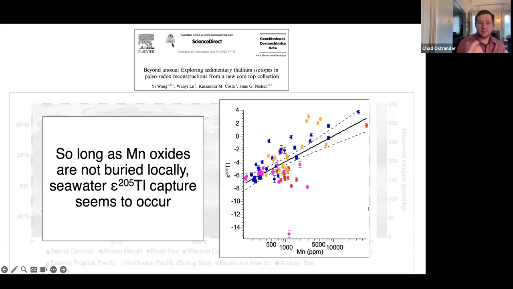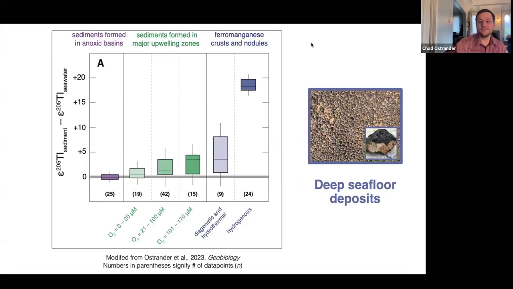And so you get really reducing conditions in sediment pore waters pretty shallowly. But in some of these settings, you can bury manganese oxides, and so those sediments will have really high manganese contents. And when you have high manganese contents, by extension, high amounts of manganese oxides, you shift the local sedimentary thallium isotope composition heavy. And so even in these anoxic, or reducing rather, sediments, it's all tied to manganese oxides. Thallium really only seems to care about manganese oxides. And when the manganese oxides aren't around, you can capture the seawater value.